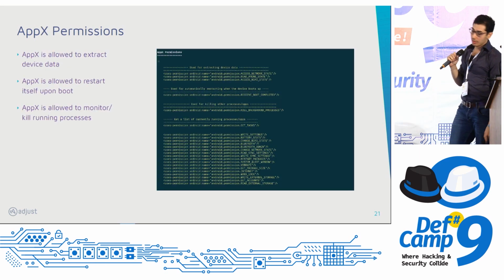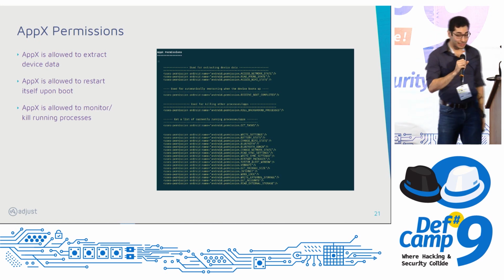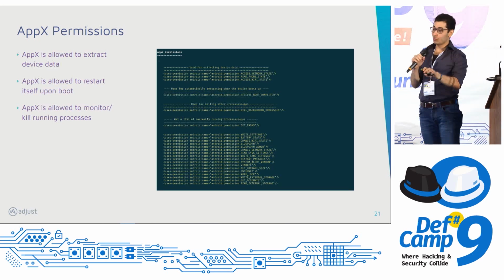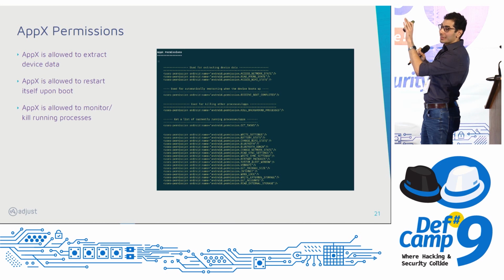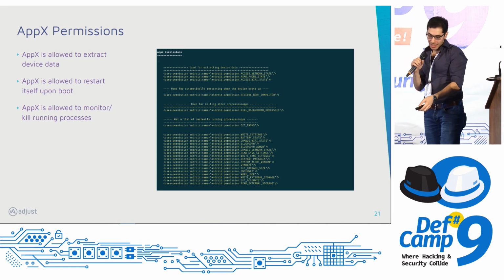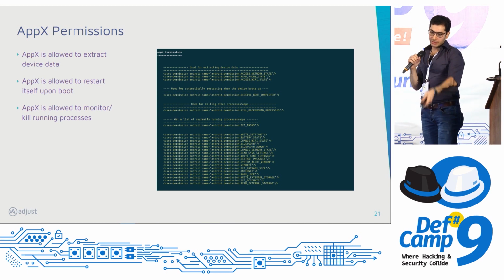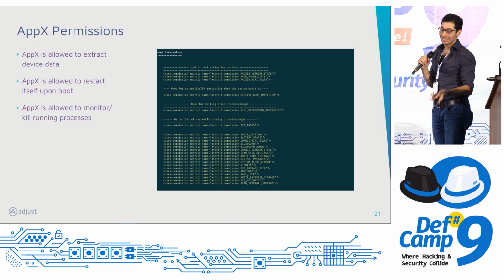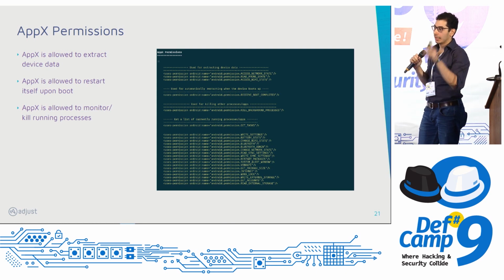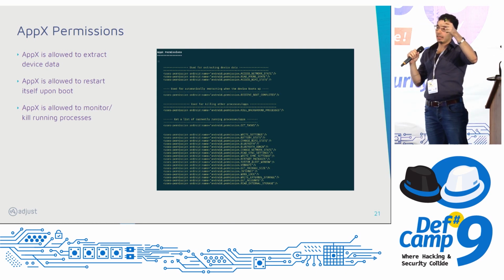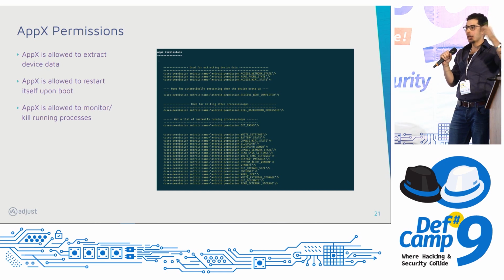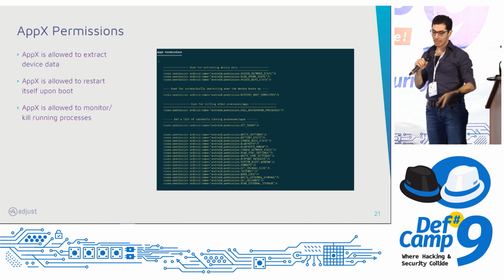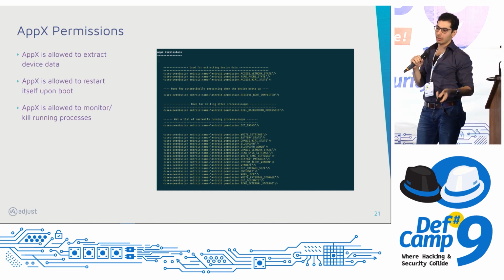AppX permissions. You are not actually meant to read this thing too much, so please excuse the seriously small font. But these are the permissions that it's using, and to the left-hand side, you're going to see a small summary. It's allowed to extract device data. It's allowed to restart itself upon reboot. It's allowed to actually attach itself again, rerun itself without your permission as soon as you reboot the device. It is allowed to monitor and kill running processes.